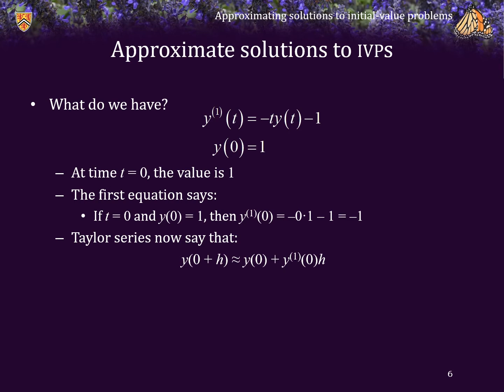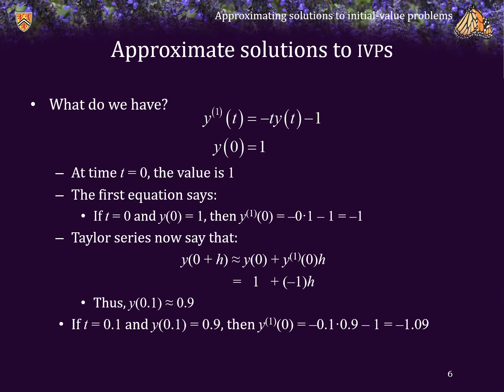Now, from Taylor's series, you know that y at 0 plus h is the value of y at time t equals 0 plus h times the derivative at that time. And so in this case, that's equal to 1 plus negative 1 times h. Thus, if h is equal to 0.1, then we get that for this differential equation and initial condition, y at 0.1 is approximately equal to 0.9. Not exactly, but approximately. And you can determine that yourself by just looking at the solution.